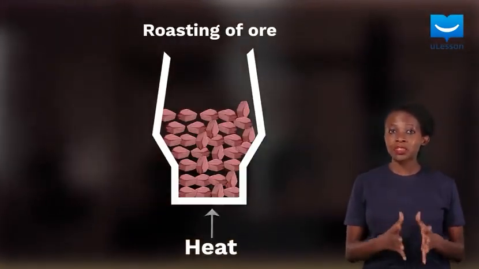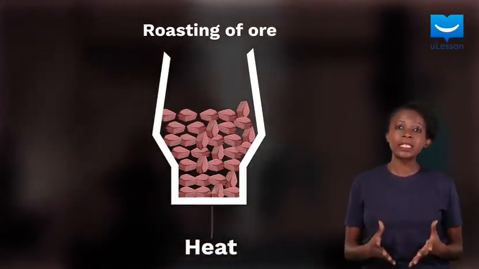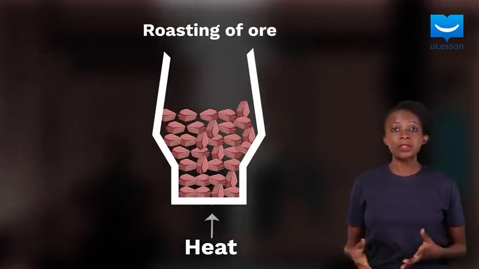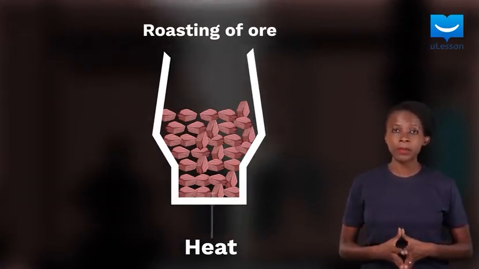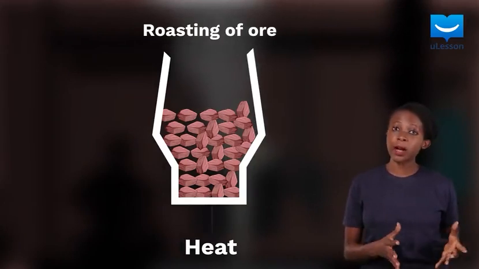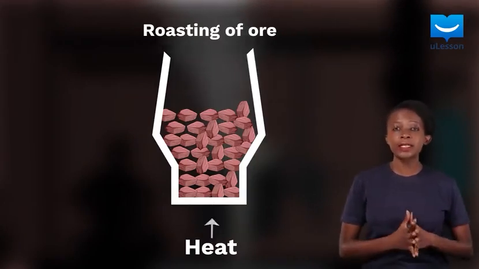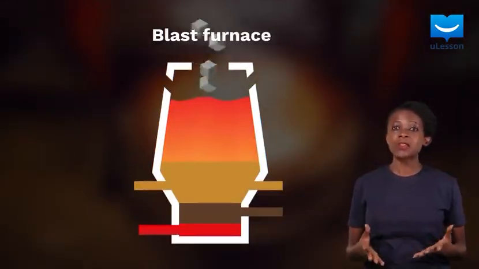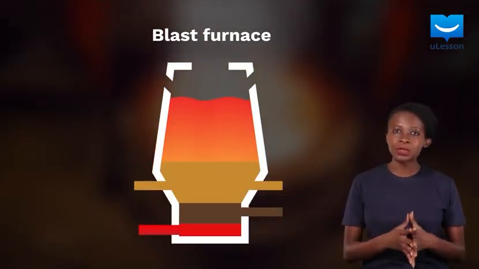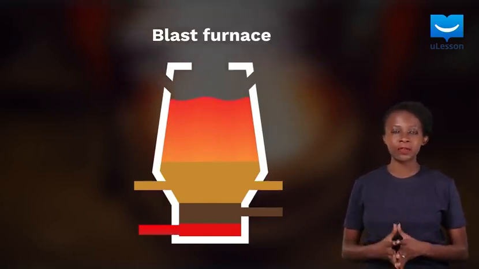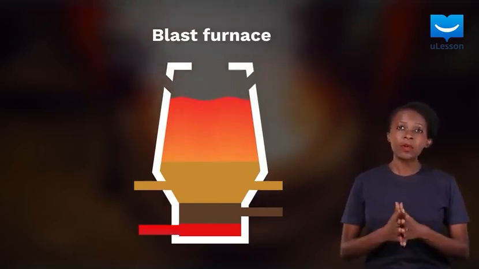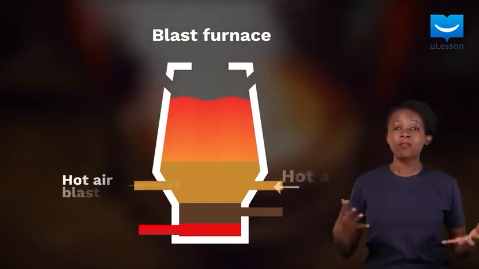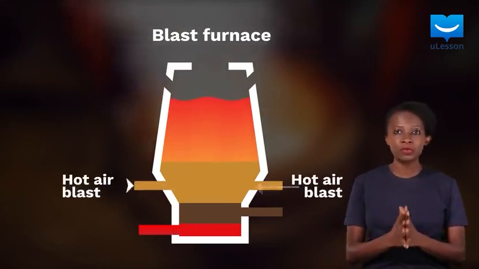Like other metal extraction processes, iron ores need to undergo a preliminary stage which involves roasting. This is done to remove traces of water in the ore, and also to convert sulfides or carbonates which may be present in the ore to iron 3 oxide. Once the iron ore is roasted, it is added together with coke and limestone, which is calcium trioxocarbonate 4, into a blast furnace. In the furnace, the mixture is heated to a high temperature of about 1,800 degrees Celsius from the bottom by blowing in a hot stream of air.